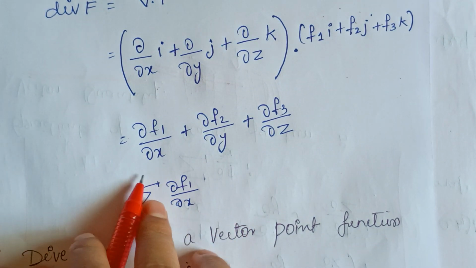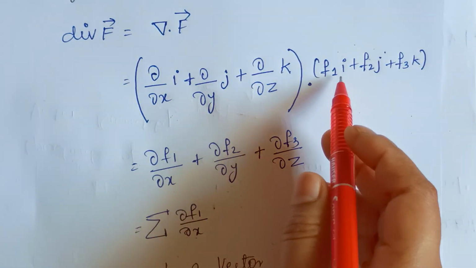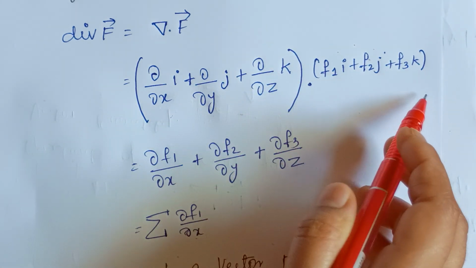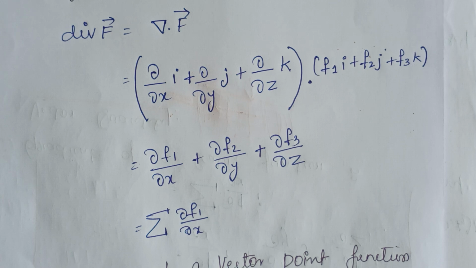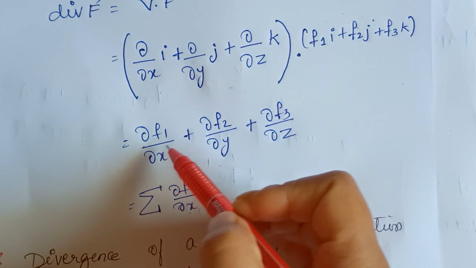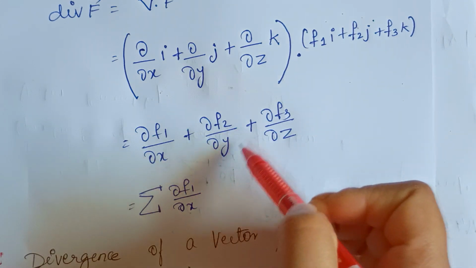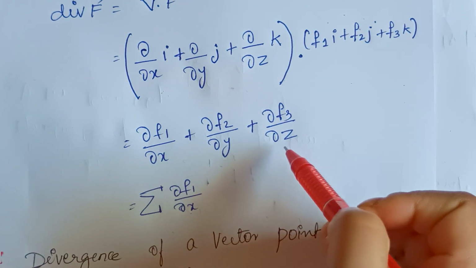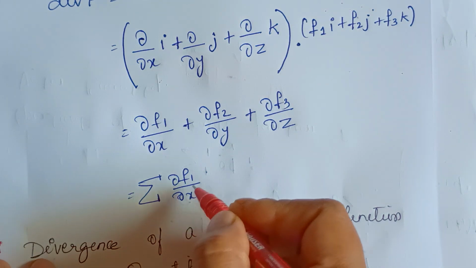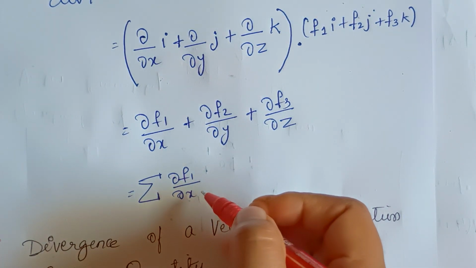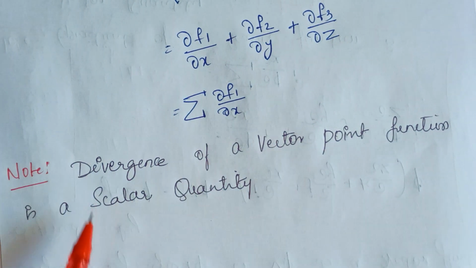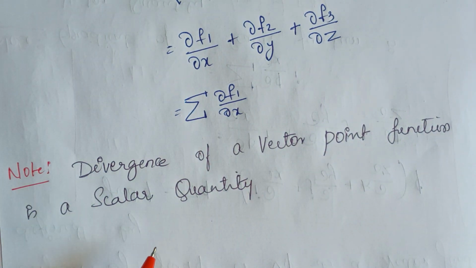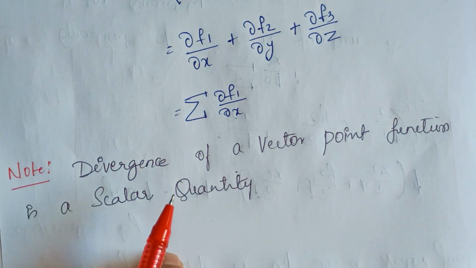Now, i dot i is 1, j dot j is 1, and k dot k is 1. So we are just taking the dot product of the corresponding components. So we get dou f1 by dou x plus dou f2 by dou y plus dou f3 by dou z. This is a summation of the partial derivatives, so this gives us a scalar value. Note that the divergence of a vector point function is a scalar quantity.